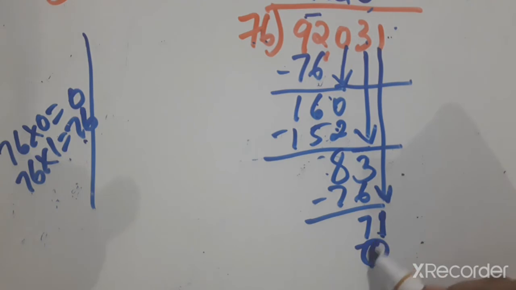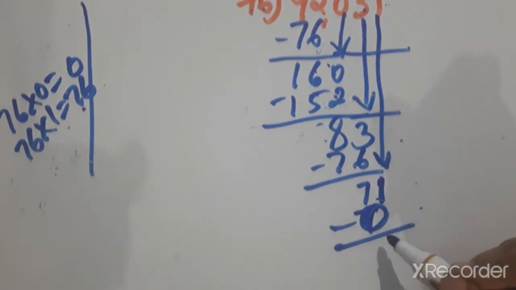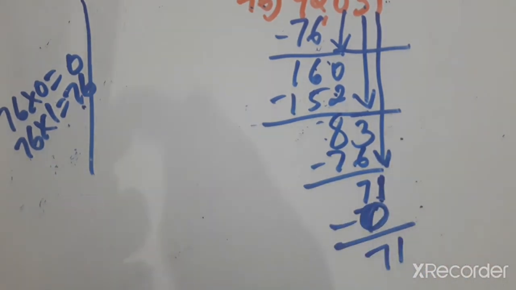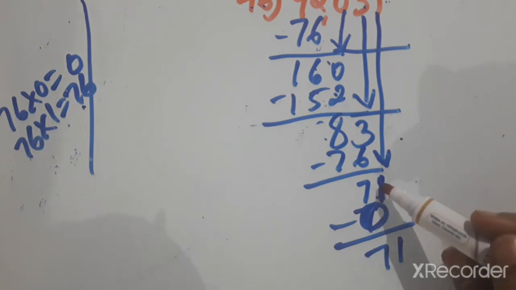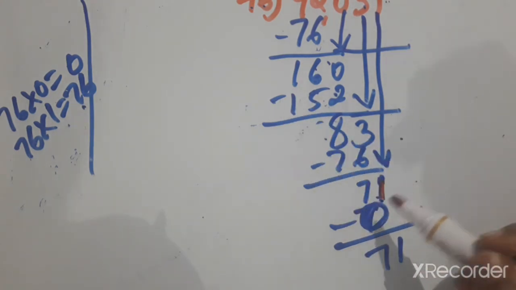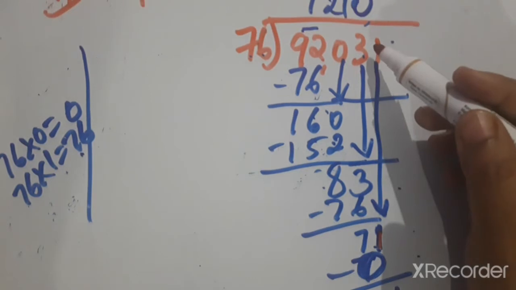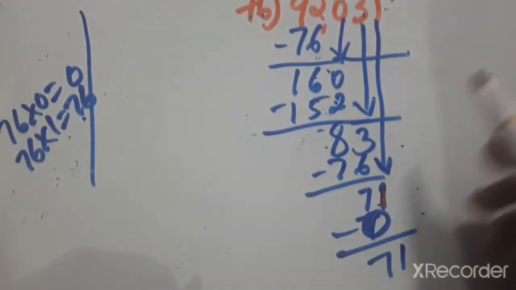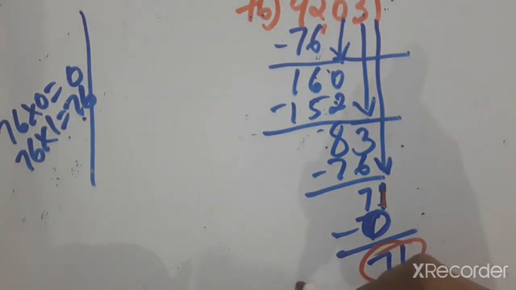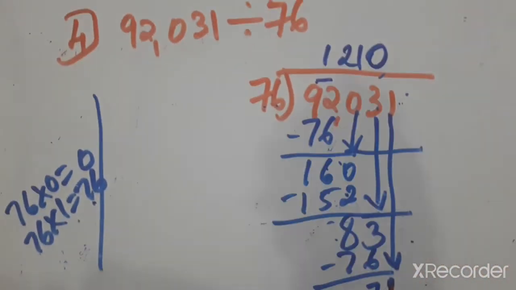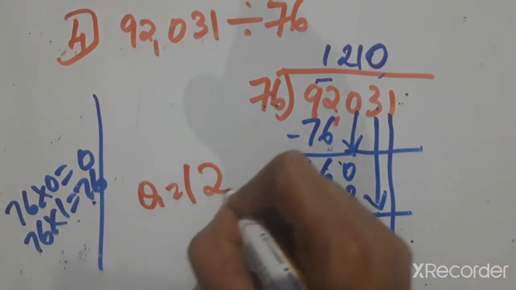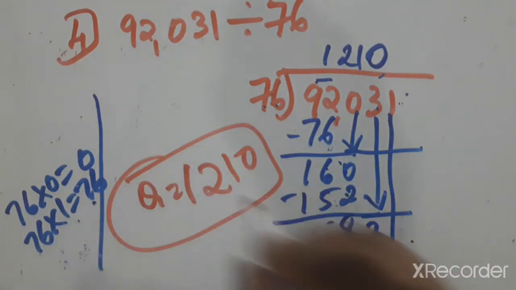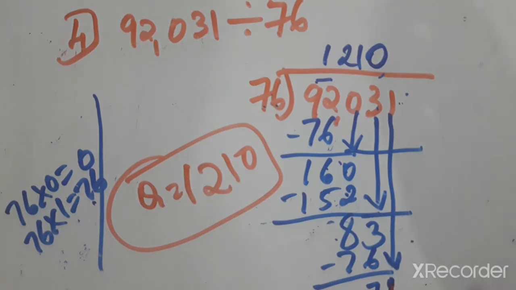76 zeros are 0, minus means 71 is the remainder. Okay. So 71 is less than the divisor 76. So there is no number to carry down, and we carry only one number. In this method, only one number, not more than one number. So here 71 is the remainder and the quotient is 1210.